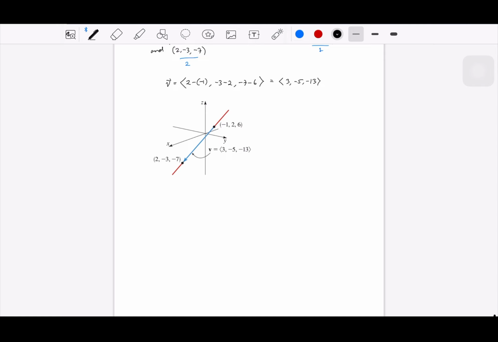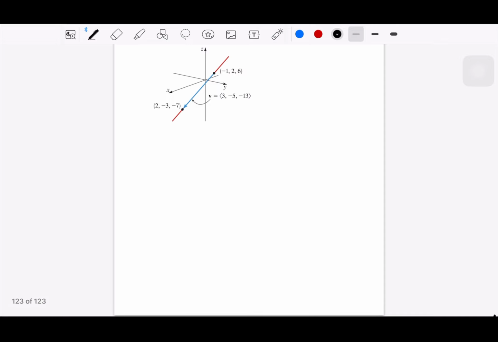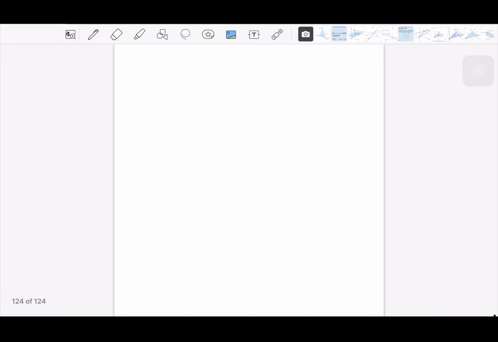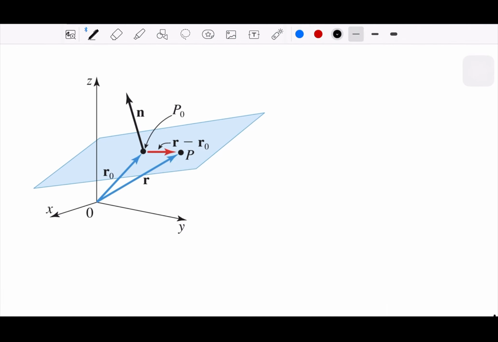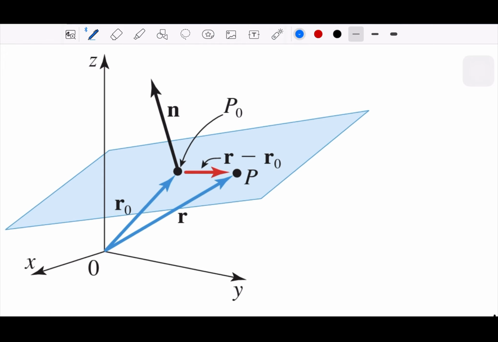Now, after we settle this line, the next section will be about the plane. Let me put the picture. So imagine we have a plane like this in our 3-dimension system. The best way to understand this process is, first, we know that this is our vector positions, R0 and R. And we say that this is the movement from P0 to P. This vector here is the subtraction of R minus the initial vector R0, which is this. And then imagine that there is another vector here that is orthogonal to the plane.